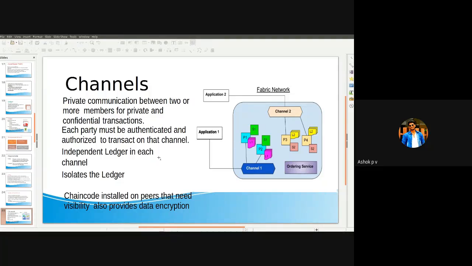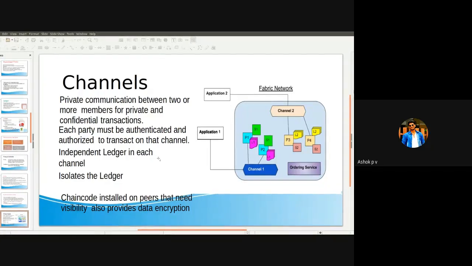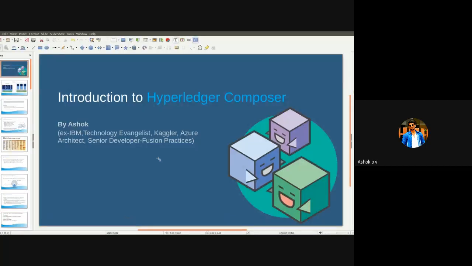You can have multiple channels, and these channels can even communicate with each other. So that is how these channels are useful. It is a kind of subnet that you can use for communications. So these are the basic applications or the internal working of the Fabric network. Now coming to peers and orderers.